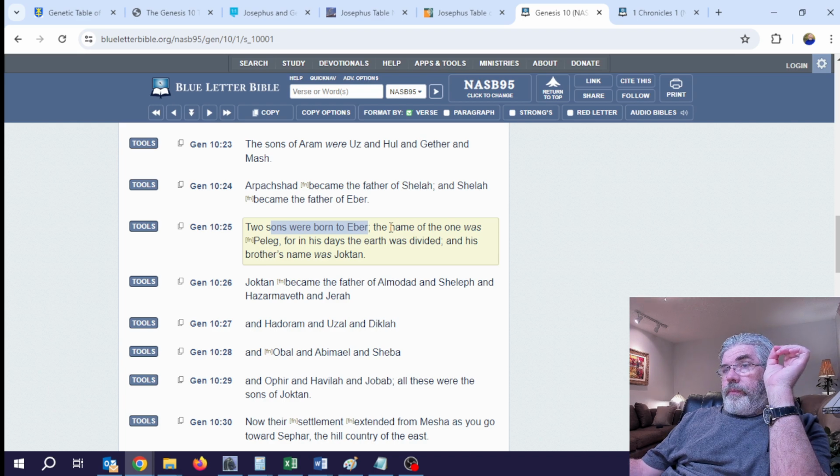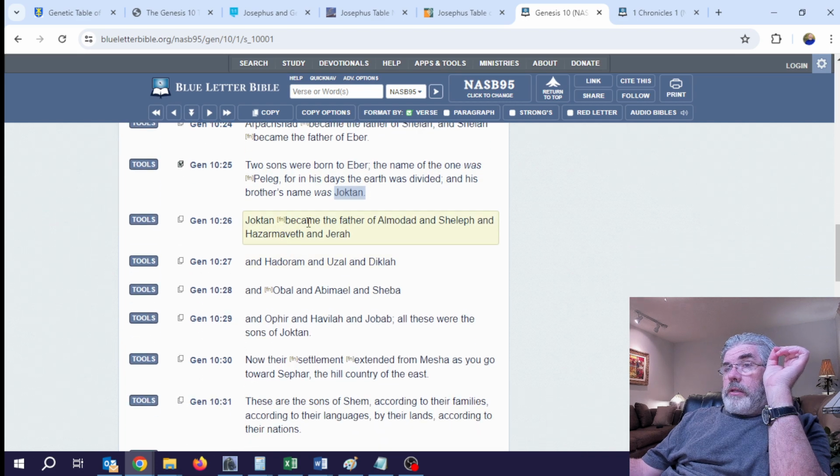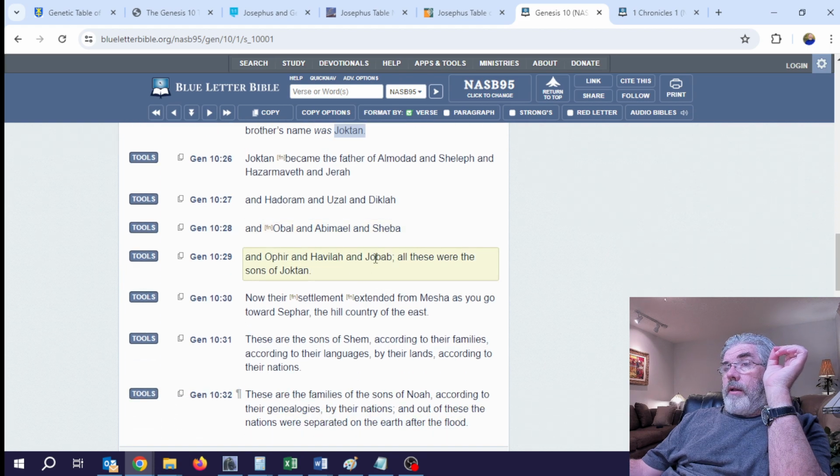And so, there's a pretty high degree of probability that my descendancy is actually from Joktan, and Joktan is the one that has these 13 sons. Joktan begot Almadad and Shalef and Hazarmaveth and Jerah and Hadoram and Uzal and Dikla, Obal, Bemial, Sheba, Ophir, Havilah, and Jobab. Interesting point. There's somebody who wrote a book on this that I know from 25 years ago or so.